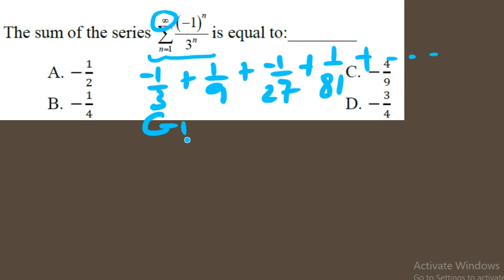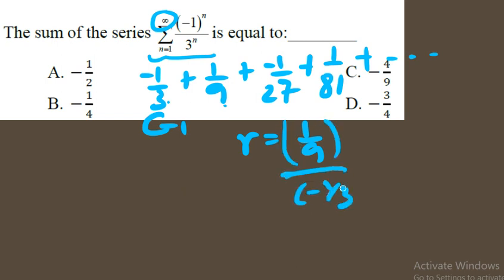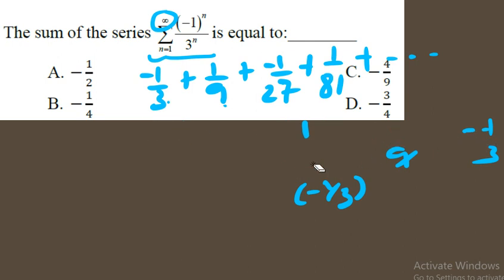So this means G1. And the common ratio, how to get it? Common ratio means G2 over G1 or G3 over G2. You can take any term over its predecessor term. So 1 over 9 over negative 1 over 3, if you make this, it is the same as 1 over 9 times negative 3 over 1. So if you cancel, what do you have? Negative 1 over 3. That means now this is what we are looking for. We have got the G1 and the common ratio.